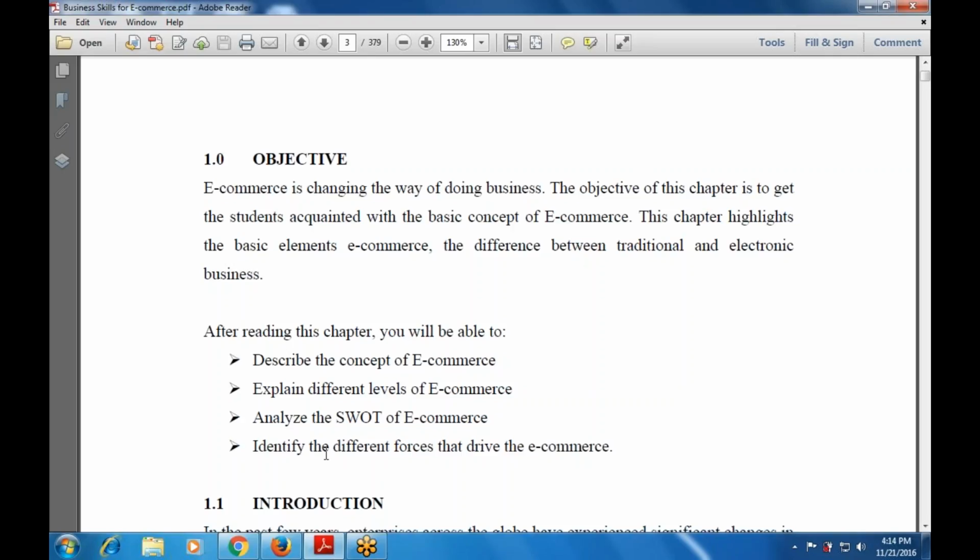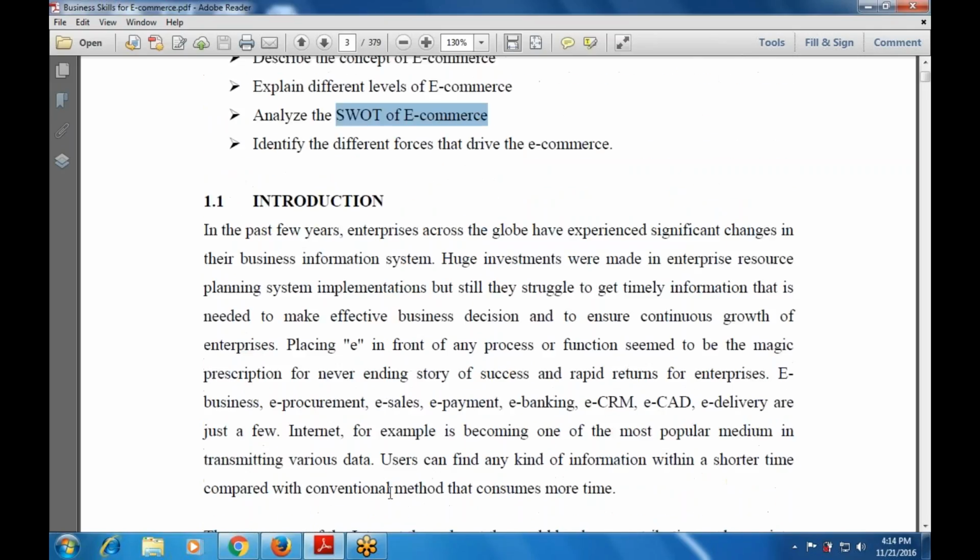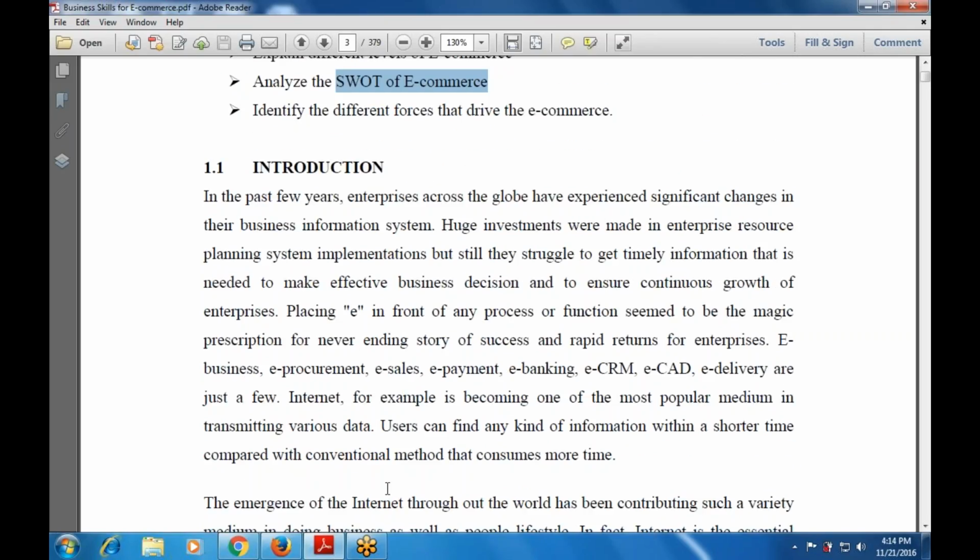And next, what are the various levels of e-commerce? There are multiple levels like B2B, B2C, C2C, and C2B. That is business to business, business to consumer, consumer to business, and consumer to consumer. Then there is a SWOT analysis, that is the strengths, weaknesses, opportunities, and threats of e-commerce. And identify the various forces that drive e-commerce. So that is the introduction.